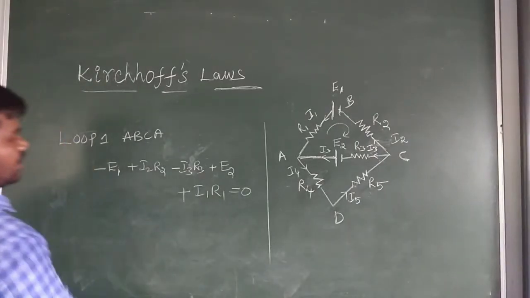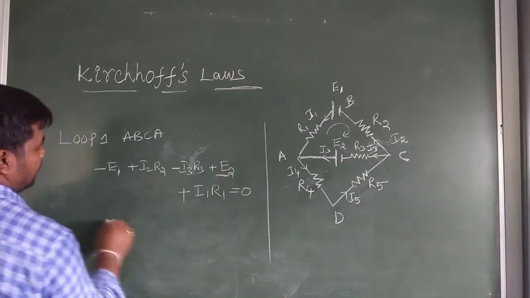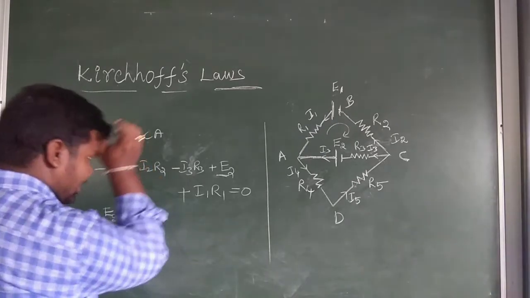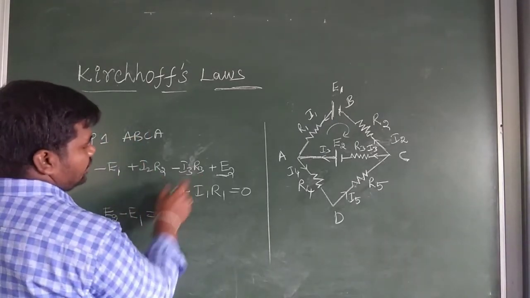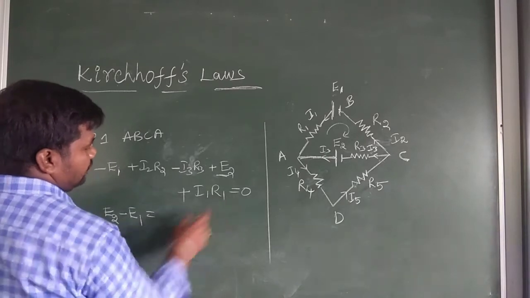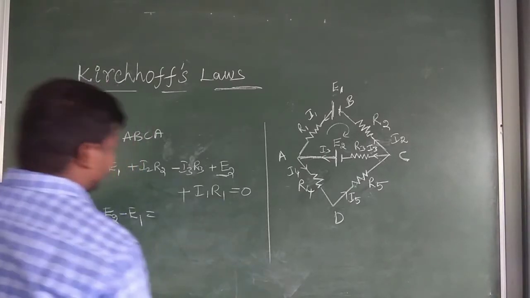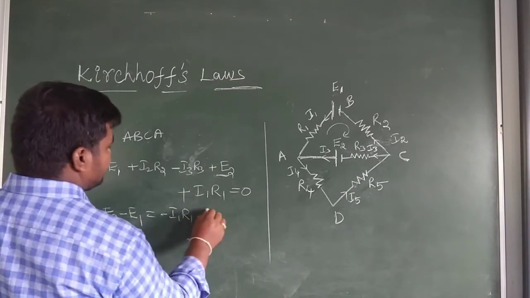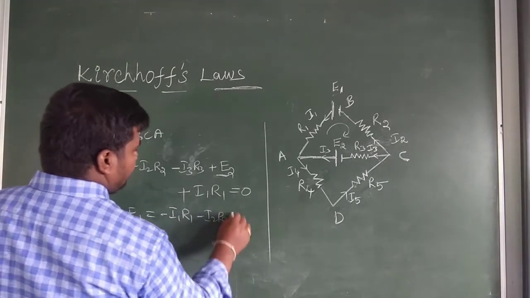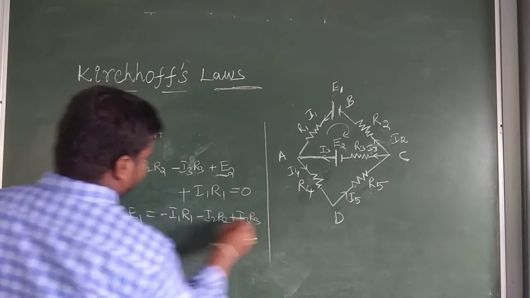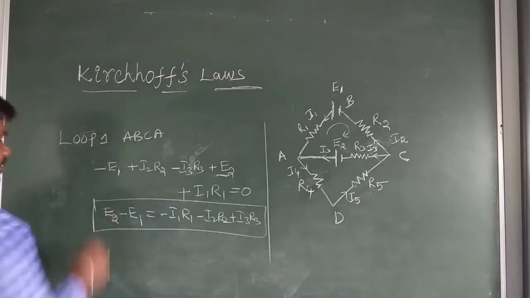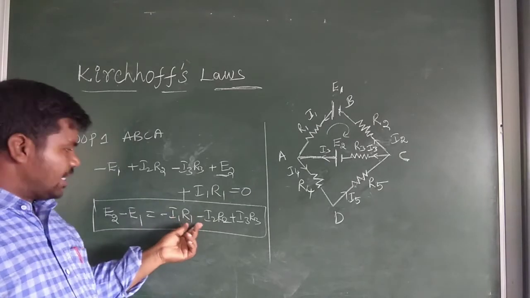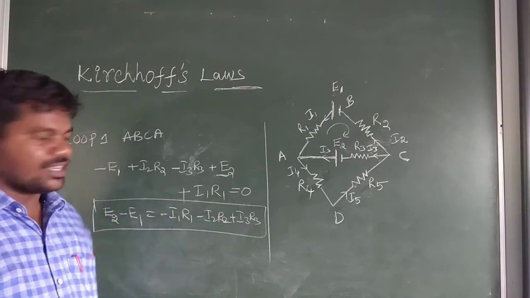Okay, rearrange this. E2 minus E1, this I2 R2, I3 R3, I1 R1. We have to send to the right side: minus I1 R1 minus I2 R2 plus I3 R3. Okay, so this is the equation. E2 minus E1 is equal to minus I1 R1 minus I2 R2 plus I3 R3.